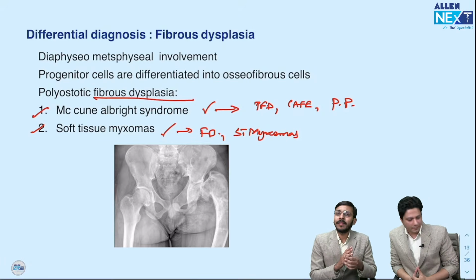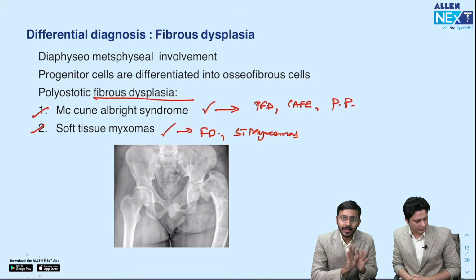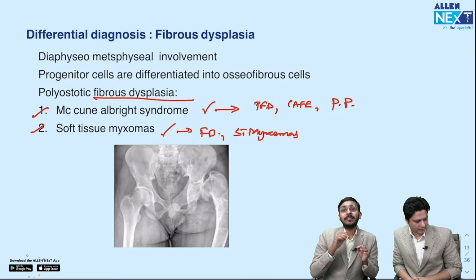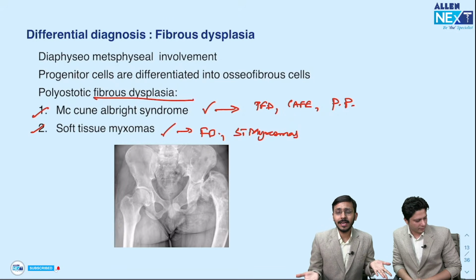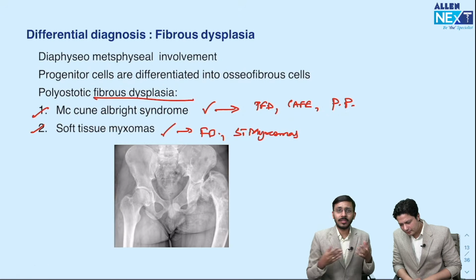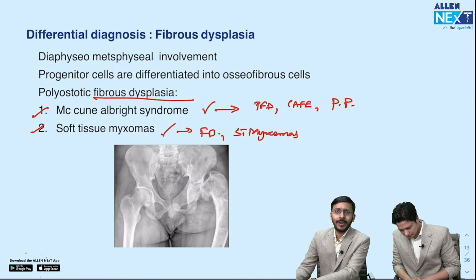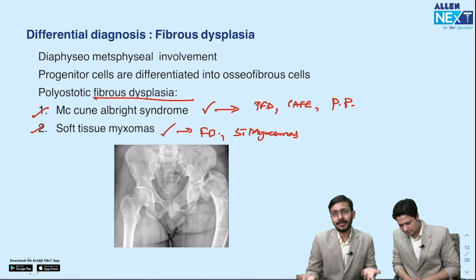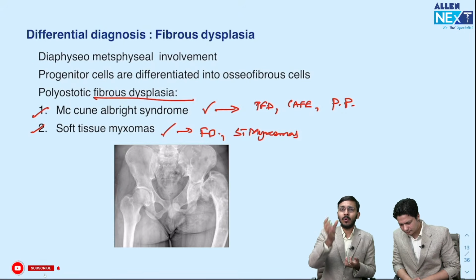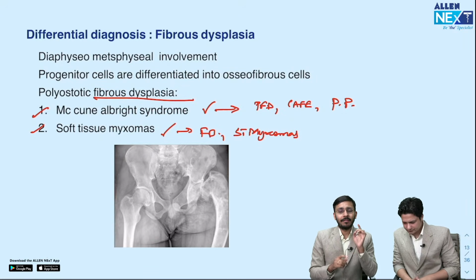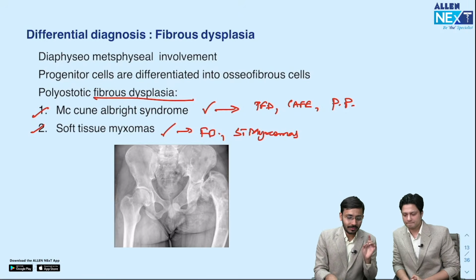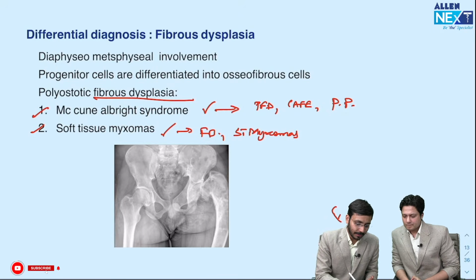Yeah, so first remember, fibrous dysplasia is a diaphyseal lesion, and it is not a tumor. In fibrous dysplasia there are no malignant cells per se. As sir said, the progenitor cells do not differentiate into osteoid, they differentiate into osteofibrous cells. So there is deformity of the bone, and the normal white colored bone is replaced by ground glass. Remember, fibrous tissue in the bones will appear like ground glassing.